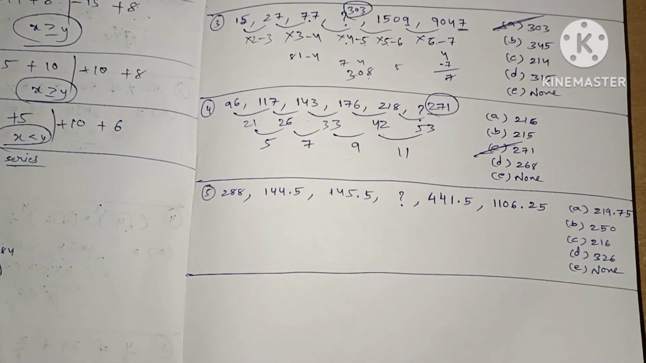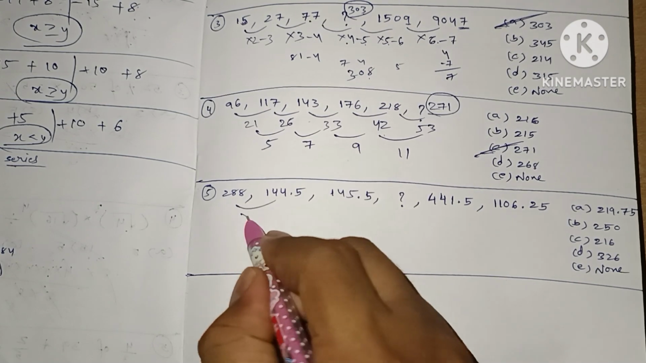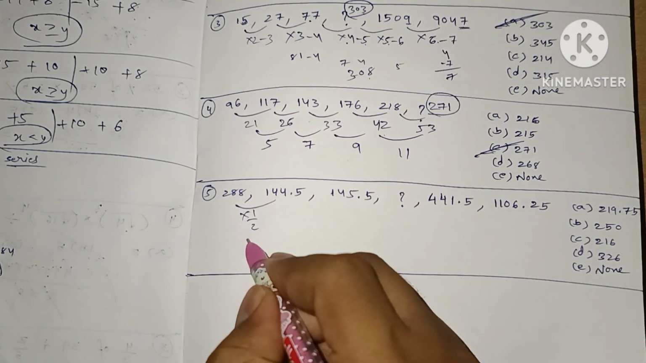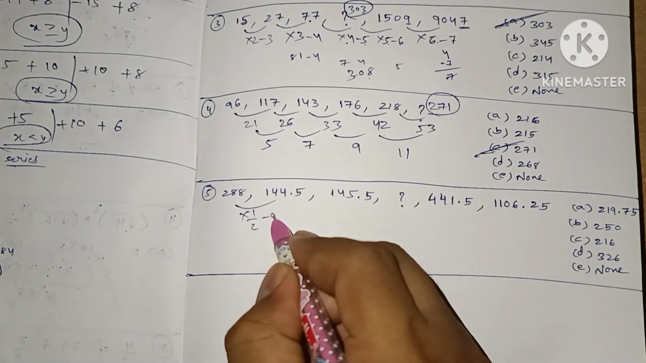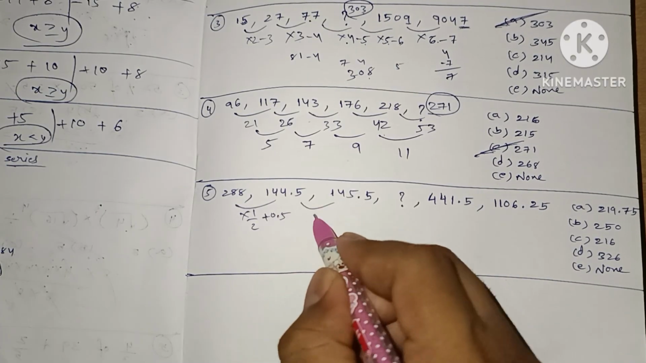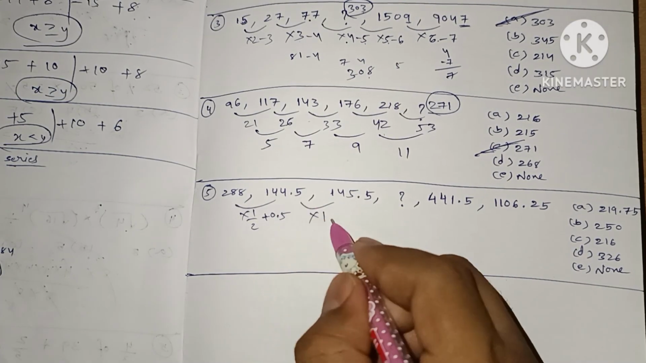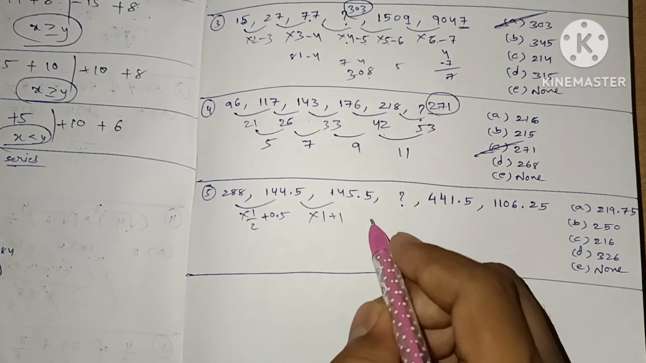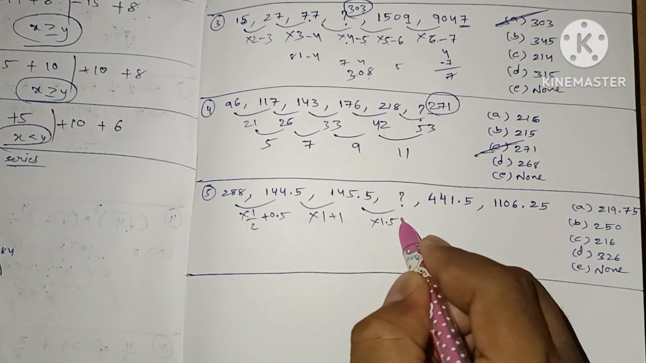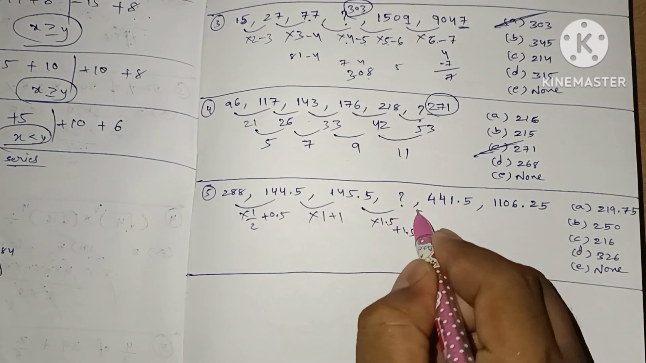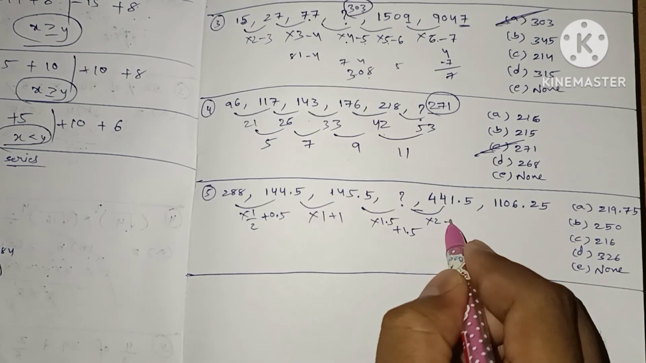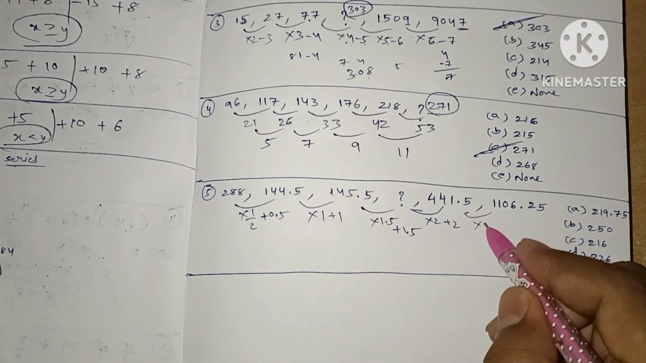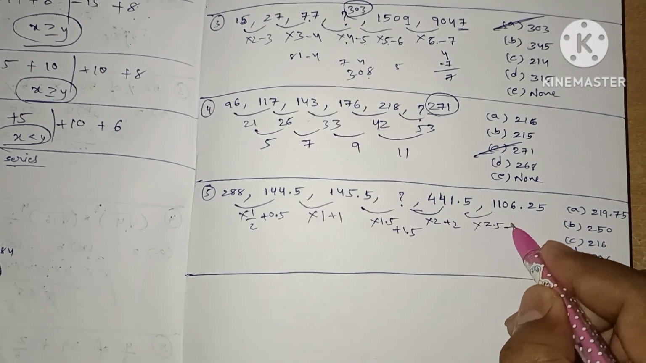Next, fifth question. Here it is into half times, which will be 144 minus plus 0.5. It is into 1 times plus 1. So it must be into 1.5 times plus 1.5. It must be into 2 times plus 2. It must be into 2.5 times plus 2.5.